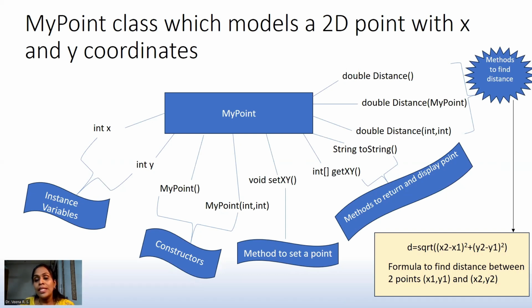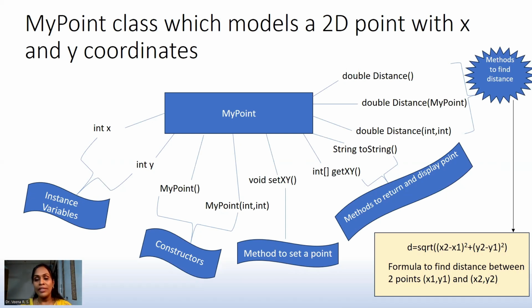And you have three overloaded methods for finding out the distance. So these three methods, if we are using to find out the distance, will definitely have the formula, that is d equal to what? Square root of (x2 minus x1) square plus (y2 minus y1) square. So this is basically the entire class with members. I have visualized it in one single diagram.